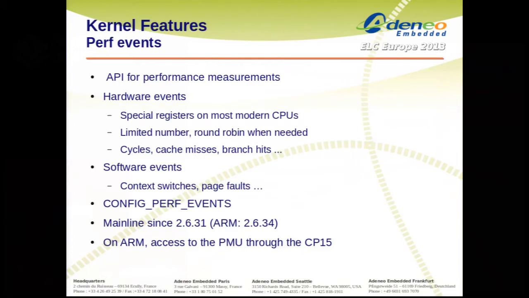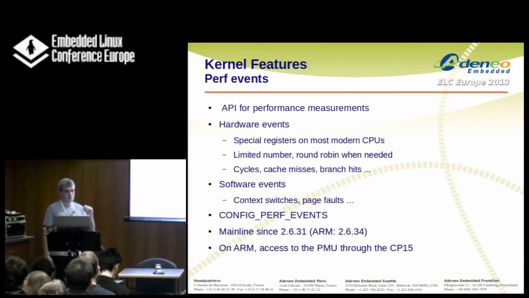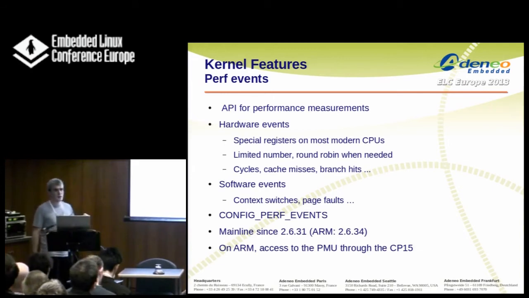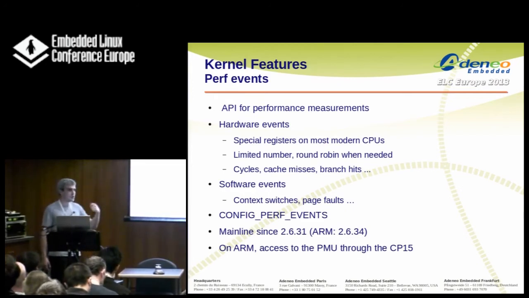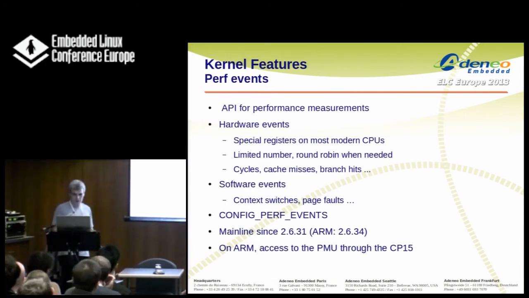Now, more stuff, more for profiling purposes. There are the perf events in the kernel, and it's mainly an API that will abstract all you can find on modern CPUs. So you have PMUs; on ARM, it's on coprocessor 15. So you have special registers, counters and performance registers, you can manage to record events on the system, and how much you missed your cache, how much you hit branch, things like that, the cycles of the CPUs.